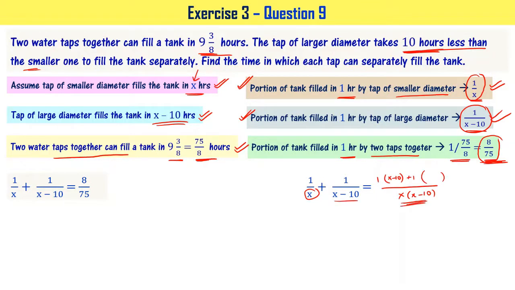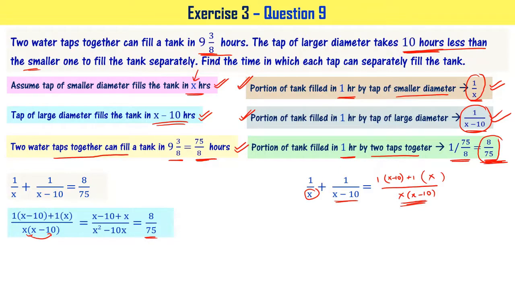This divided by this is going to be X, right? What you have now is 1 times (X minus 10) plus 1 times X, divided by X times (X minus 10). Let's simplify the numerator. That is going to be X minus 10 plus X. The denominator is going to be X square minus 10X, right? That is going to be equal to 8 by 75.